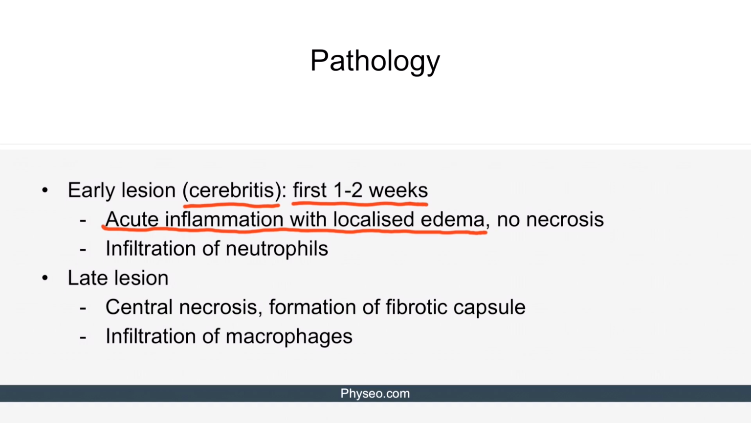However, in late lesions, then you will see central necrosis. And then a fibrotic capsule can also form around the lesion. And also, there will be predominant infiltration of macrophages. So a lot of this is pretty intuitive. So early on, there's no necrosis, and you see neutrophils. Later on, there is necrosis because there was time for necrosis to occur. And instead of neutrophils, you get some of the later cells of inflammation, which are macrophages.